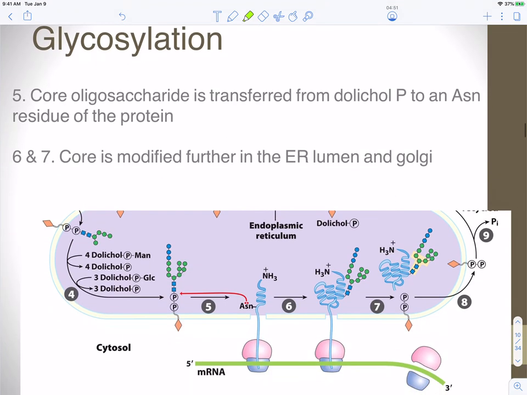Now, as you have the core oligosaccharide, which is this core sugar being built, it gets transferred from dolichophosphate to an asparagine residue of the protein. So while all of this is being built over here, you have your protein being built on your ribosomes using your messenger RNA. And as the protein is being built on the ribosomes, it is translocating to the lumen of the ER, and where there's an asparagine residue, dolichophosphate can transfer the oligosaccharide that it's been building to that asparagine residue. And so you see the asparagine residue has this sugar moiety now attached to it.